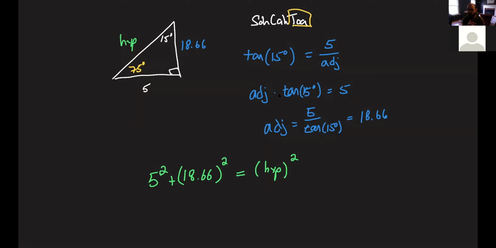To avoid rounding errors as much as possible, I'm only going to plug one expression into the calculator instead of rounding earlier and then doing more later. So I'm just going to take the square root of both sides. What I get is the square root of 5 squared plus 18.66 squared. That is going to be the length of my hypotenuse. I'm going to leave it just like this and plug it exactly as it looks here into Desmos, so no rounding or anything like that. Okay, let's jump back to our Desmos window.